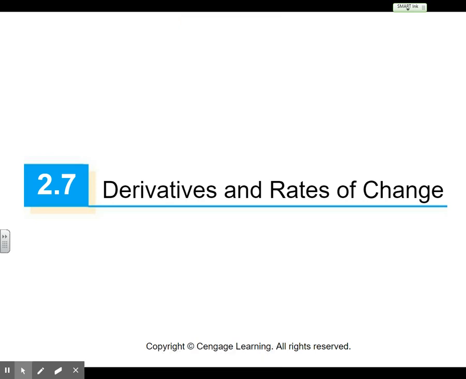We will be talking about derivatives and rates of change today. This is lesson 2.7 in our calc book.